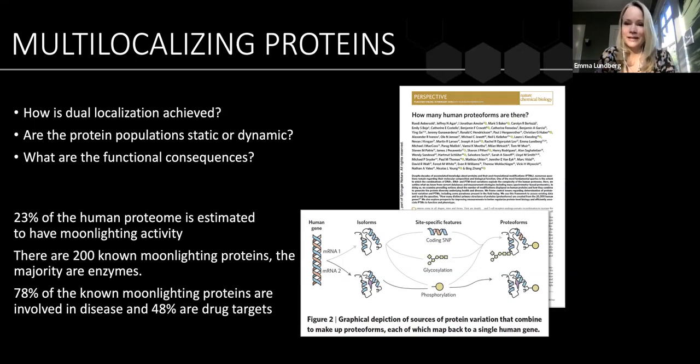But to get back to the moonlighting activity, I still think this is an interesting phenomenon. And if we look in literature again, some models predict that 23% of the human proteome is estimated to have moonlighting activity, and this number has been increasing over the years. So I wouldn't be surprised if it continues to increase a bit. But if we look at well-characterized moonlighting proteins, there's only about 200 proteins where the dual functions are known and characterized. And most of these are enzymes. And many of these are also well-studied proteins and drug targets. So this kind of hints at this bias in biology that we know more about the well-studied proteins, whereas there's a whole bunch of proteins where we don't know that much.